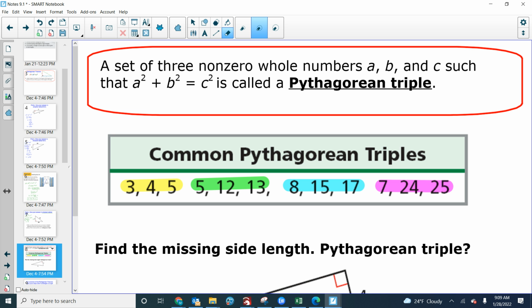Is this one of the fill-ins for you guys? A set of 3 non-zero whole numbers A, B, and C such that it satisfies the Pythagorean theorem is called a Pythagorean triple. These are some common ones: 3, 4, 5. Of that triangle, 3, 4, and 5, which one do you think is the hypotenuse? 5. 5, 12, 13. Guess what? Which one's the hypotenuse? 13. Very good.